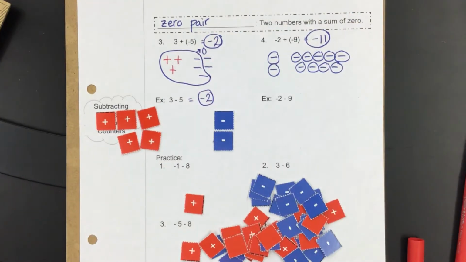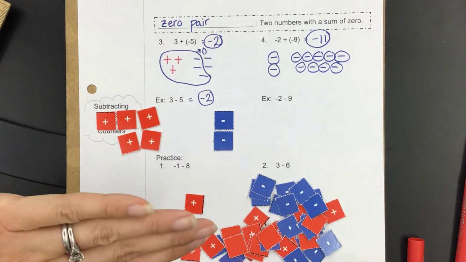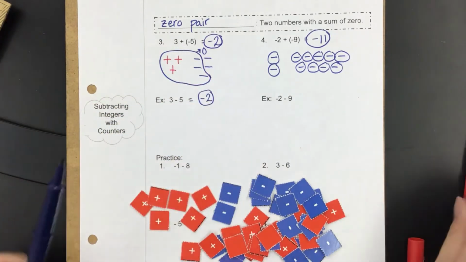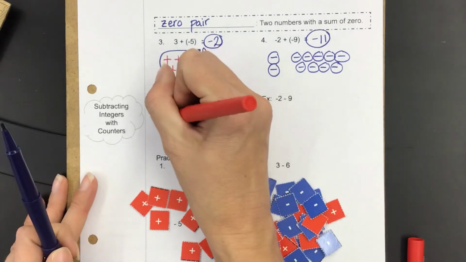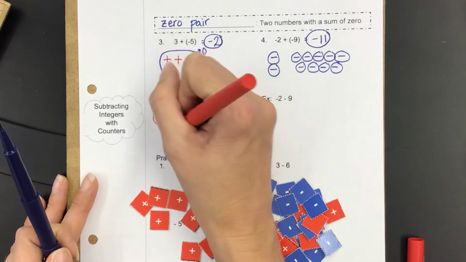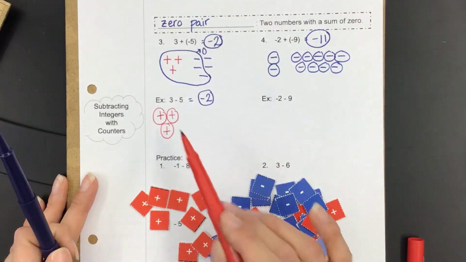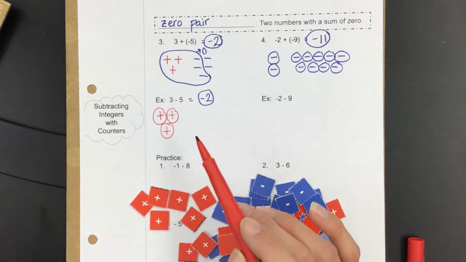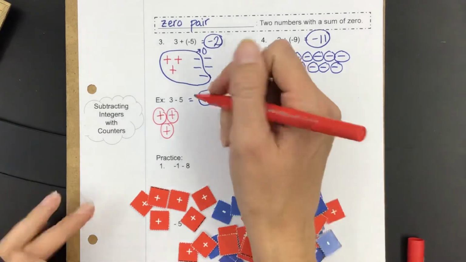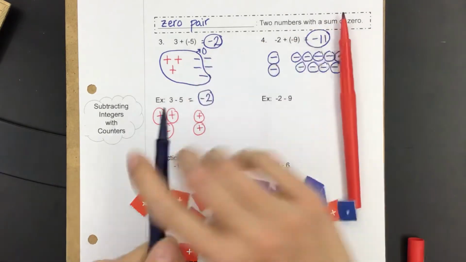Okay, so let's go ahead and draw that real quick. Okay, we have 3 positives, so 1, 2, 3. And like I said, I didn't have 5 positives to take away, so I added 2 0 pairs. That way I would have enough positives. So 1, 2.